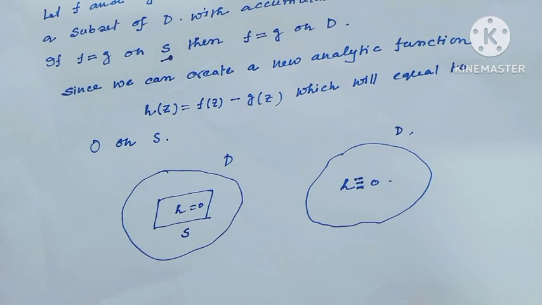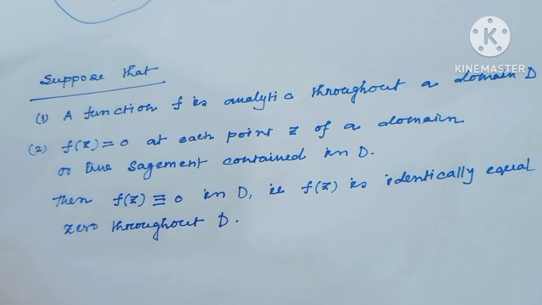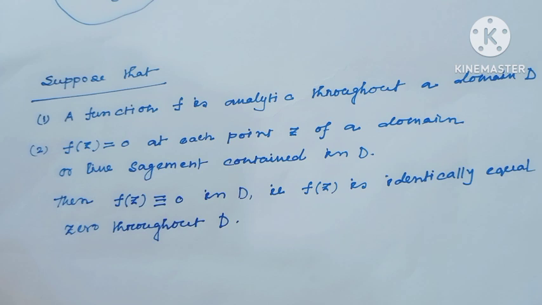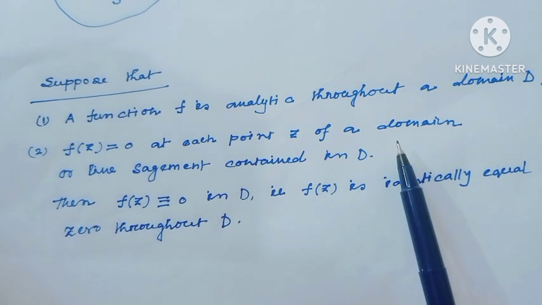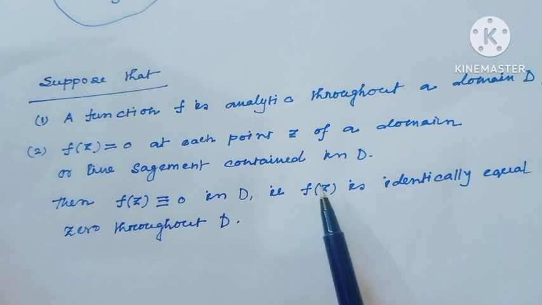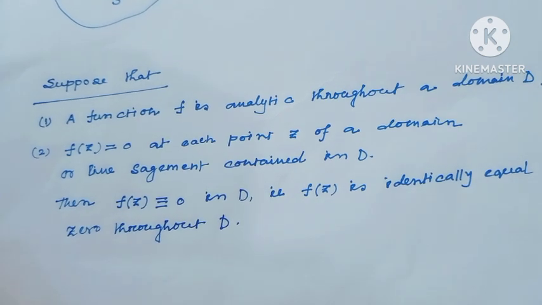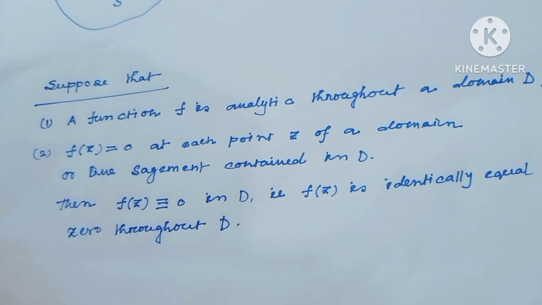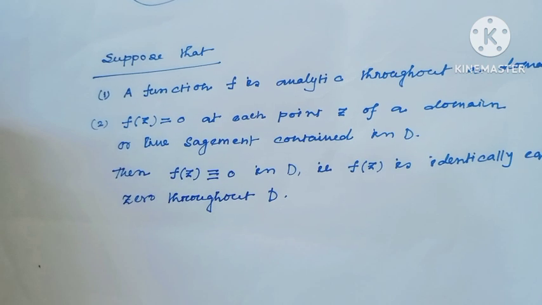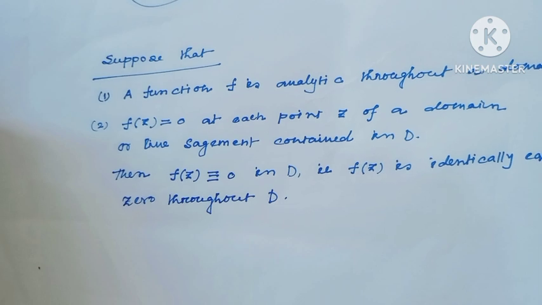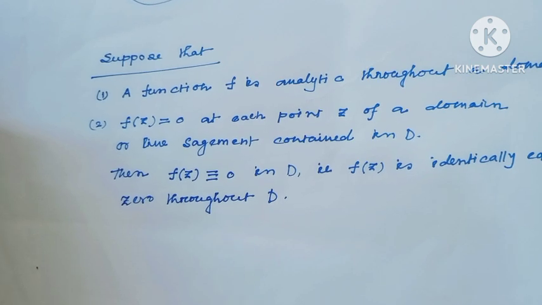Today I will see more concepts about this identity theorem. First concept, another approach to the identity theorem: suppose f is analytic throughout the domain D and f(z) equals 0 at each point z of a domain or line segment which is contained in D. Then by the identity theorem, f(z) is identically equal to 0 in the whole of D. That means if f(z) equals 0 at each point of the domain or line segment contained in the domain, then f(z) is identically equal to 0 in the whole domain.